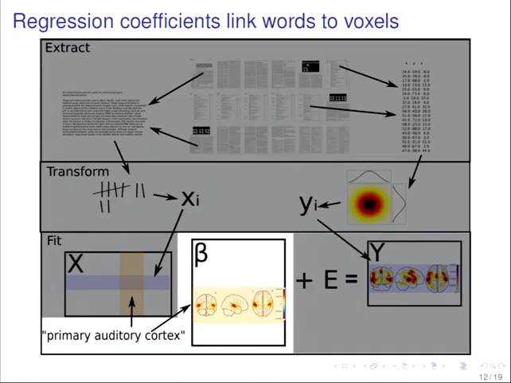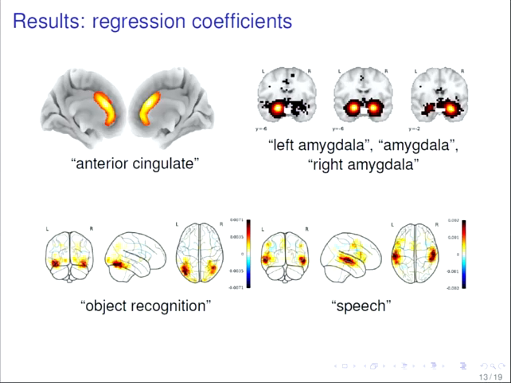And now, once we have trained one of these models, we can inspect it and look at the coefficients that we have learned. Because in our feature matrix, every column corresponds to a word, and we predict something that has the dimension of a brain map. So in the coefficients that we fit, every row is the brain map that the model has learned to associate with a term in our vocabulary. And if we look at these coefficients, they look like what we would expect. So here are the coefficients for anterior cingulate, left amygdala, and right amygdala. And for more functional terms, for object recognition, we see the fusiform gyrus, and for speech, we see the auditory cortex.